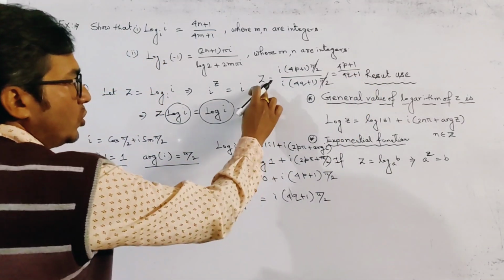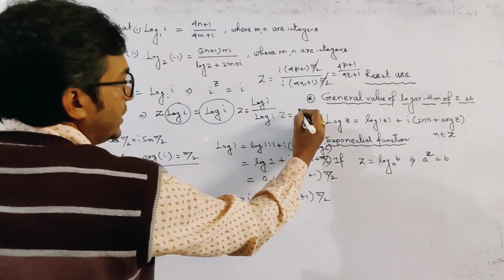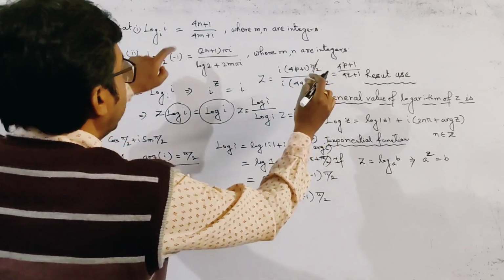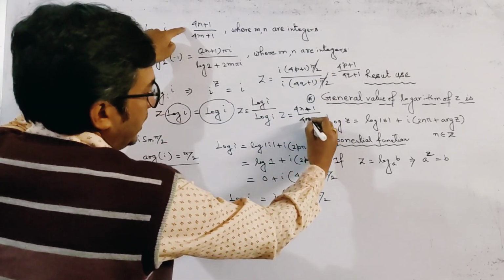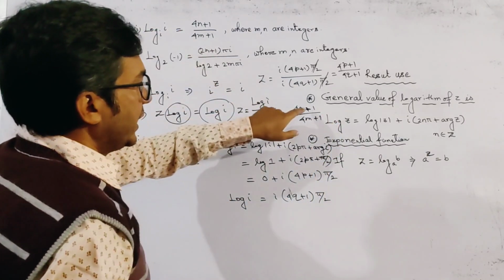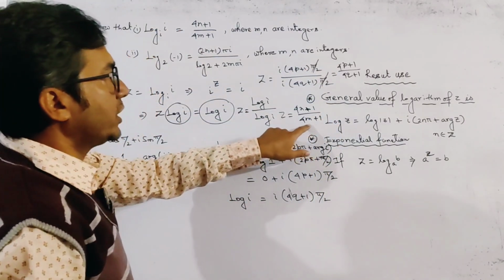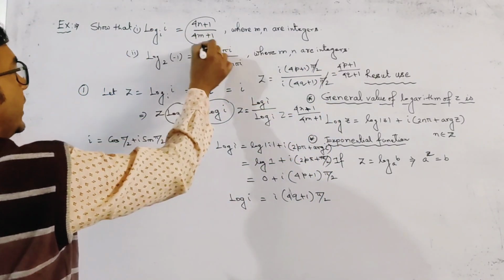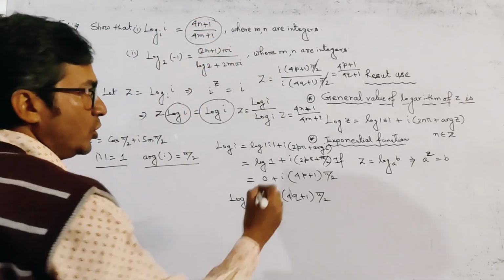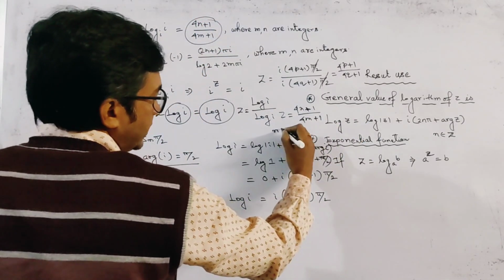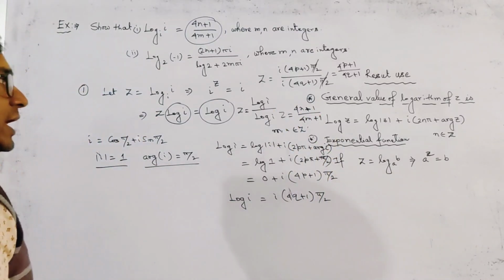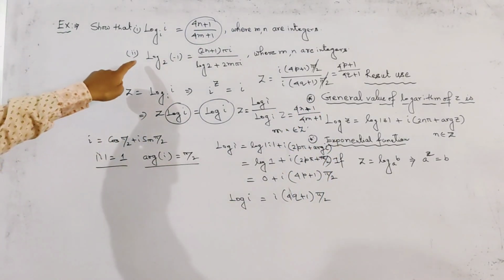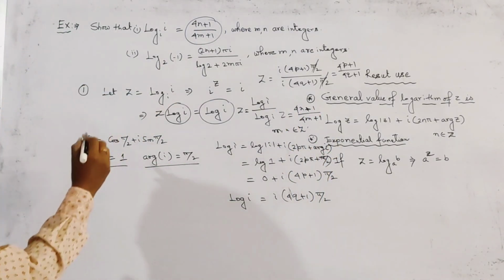So we get z equal to (4n+1)/(4m+1). We use n for p and m for q, because in the given problem it is given by m and n, where m and n belong to Z. And similarly, for the second problem, we write as follows.